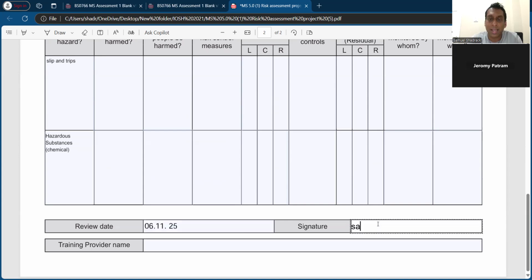You would sign here, but you could probably just use a digital signature if you want. Oh, sorry, this is supposed to be Jeremy, right? So Jeremy Patram, and you could, of course, if you print it when you finish with it, send it in to us, right? We'd have a little review of it. Training provider name, in this case, it will be Shadrack Safety Institute Company Limited, right? And if you are doing this with another approved provider, just put their name there.